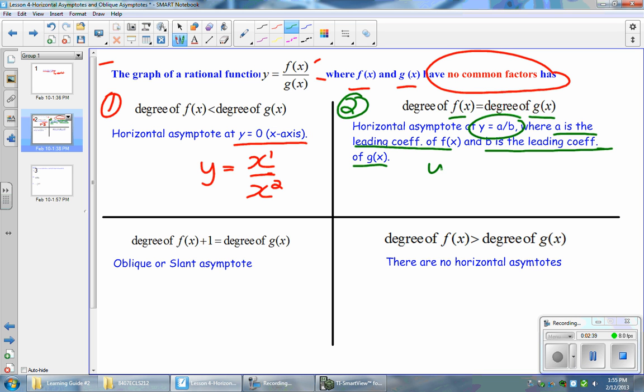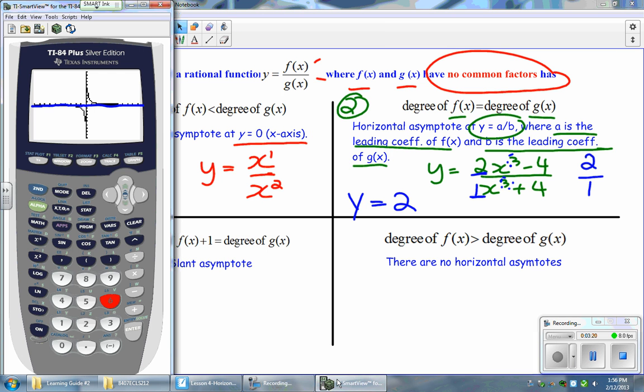I'm going to pick y is equal to the rational function 2x cubed minus 4 over x cubed plus 4. Notice that the degree of the numerator and the denominator are the same, a degree of 3. Also, the leading coefficient of the top is 2 and the leading coefficient of the bottom is 1. So if this statement is valid, we should have a horizontal asymptote at y is equal to 2 over 1, which is just 2.